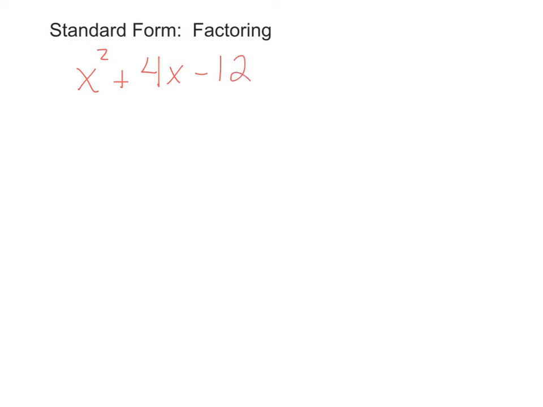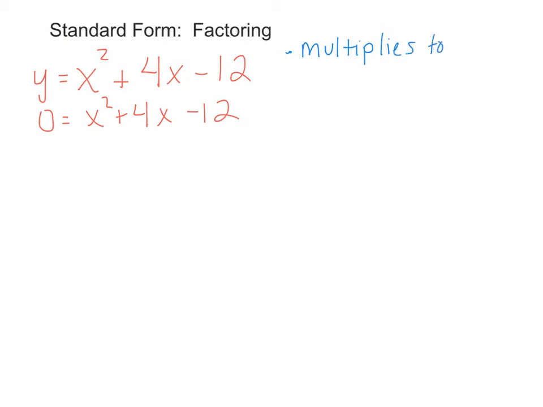Okay, so factoring this, and I guess we need to solve. To solve it, we're going to set it equal to 0. There should be a y equals, so then we should set it equal to 0 and have x squared plus 4x minus 12. Do you remember the strategy for this? We are looking for what multiplies to negative 12 that also adds to 4.